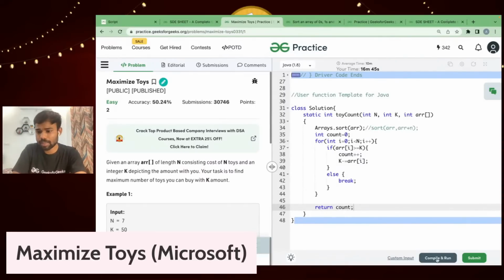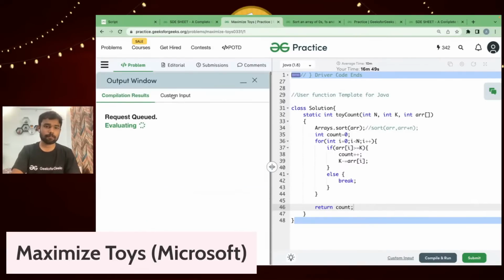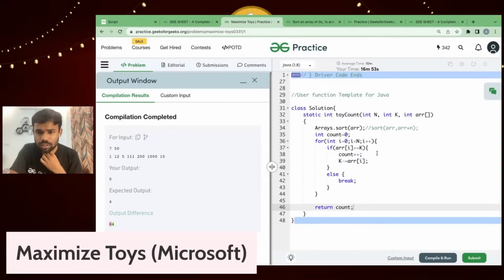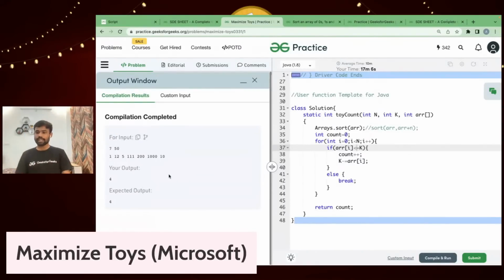Okay, let's compile it. Let's see what happens. Okay, what happened? So if arr is less than or equal to k, then we have to take it. Yeah, great. It has done.